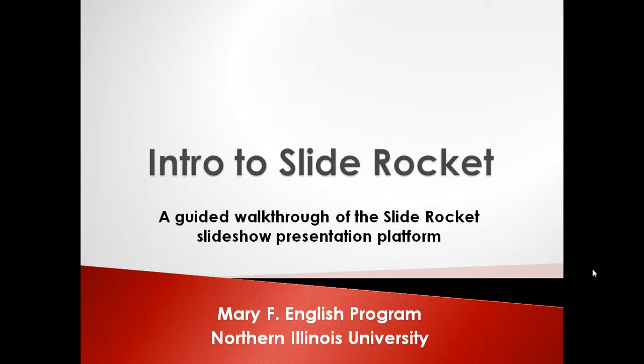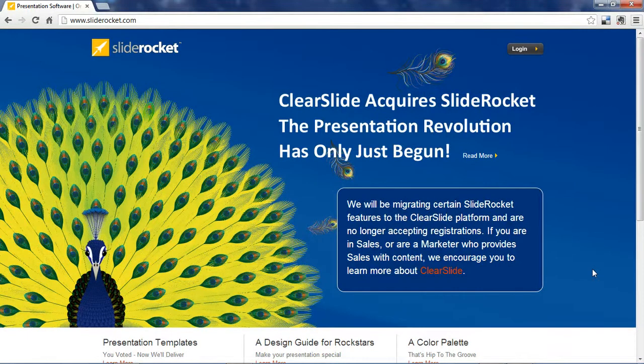English Program. Slide Rocket is a slideshow creation platform that lets you store your slideshows in the cloud a lot like Google Slides does. Although I think that Google Slides is better suited for working collaboratively in a group, Slide Rocket is a good option if you want to make your presentation look as attractive as possible.